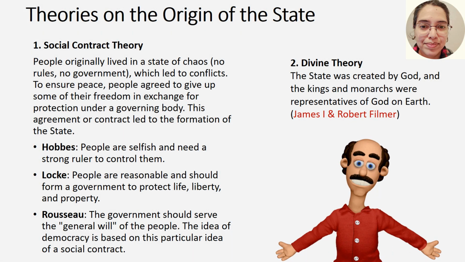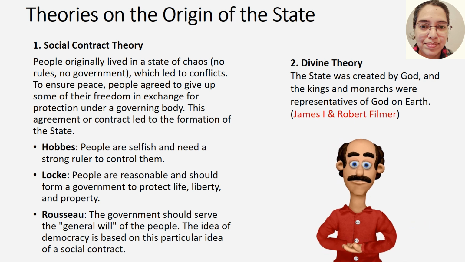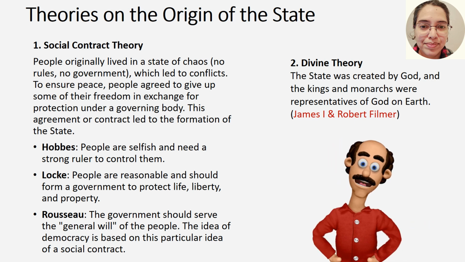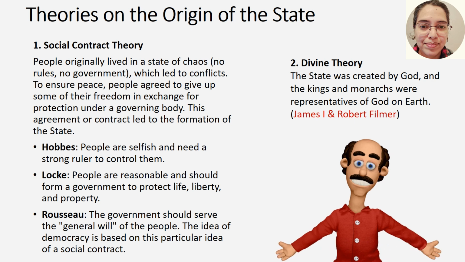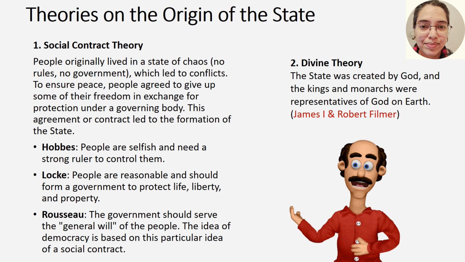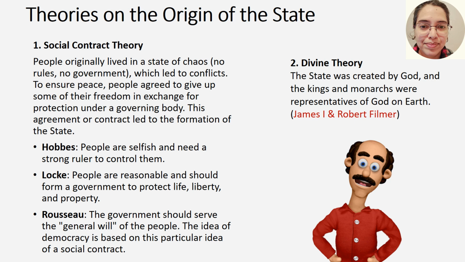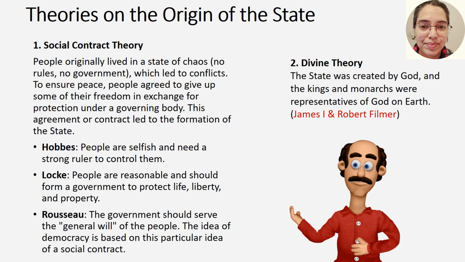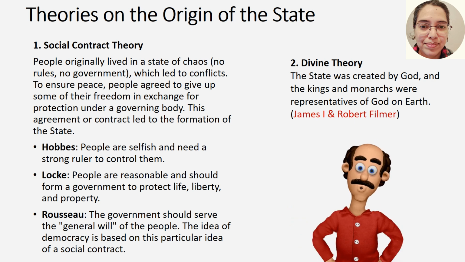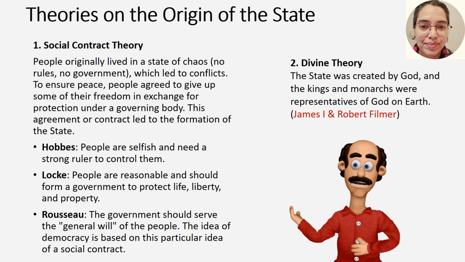How did the state come into existence? Different thinkers have proposed different theories. These theories explain why people accepted authority, formed governments, and created structured societies. The social contract theory is the most widely applied of these. It suggests that people originally lived in a state of chaos, no rules, no government, which led to conflicts. To ensure peace, people agreed to give up some of their freedom in exchange for protection under a governing body. This agreement or contract led to the formation of the state.